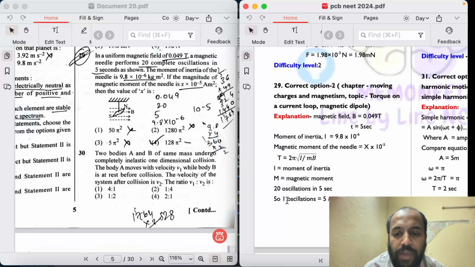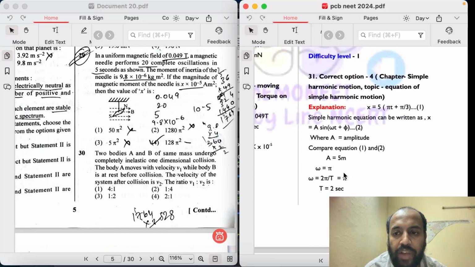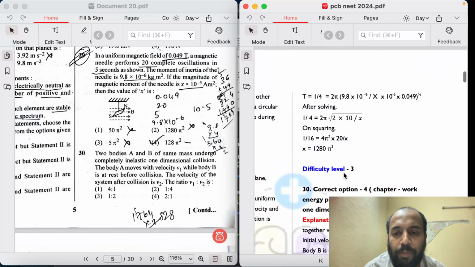The time period would be nothing but 5 divided by 20, and then pi, I, the moment of inertia, is given, and the magnetic field B is also provided. So once you replace all the values and solve them, the final answer that you get is I by 16 is equal to 4 pi square into 20 by x, or you can find out the unknown x as 1280 pi square.